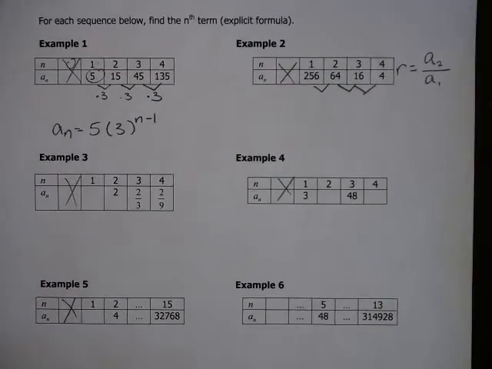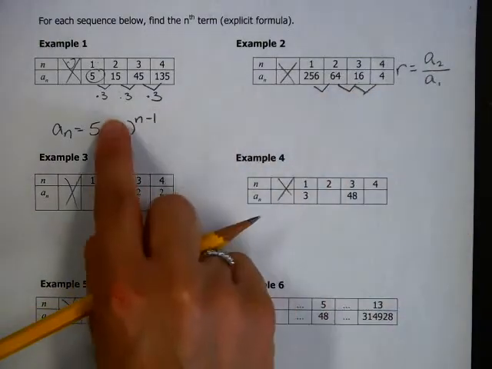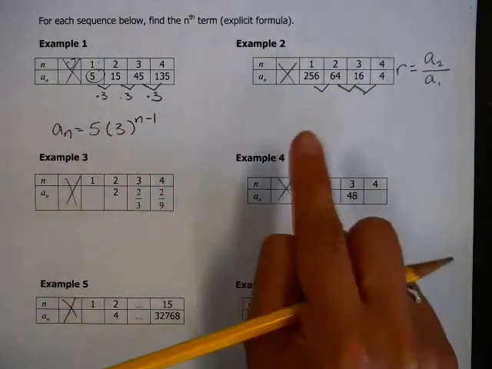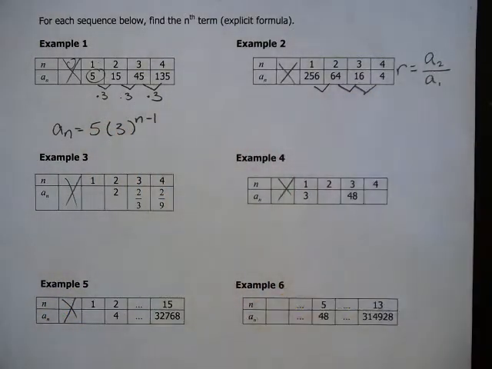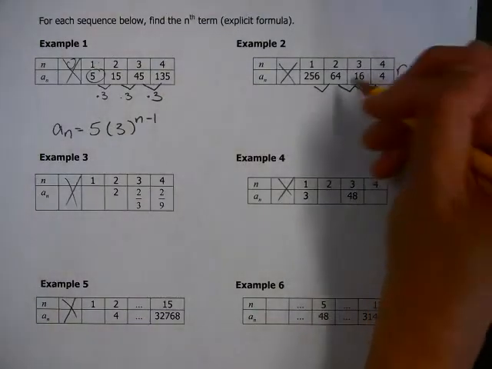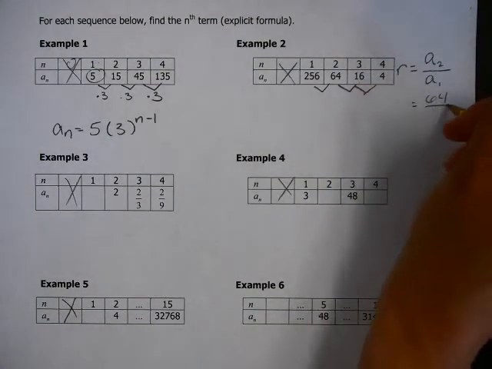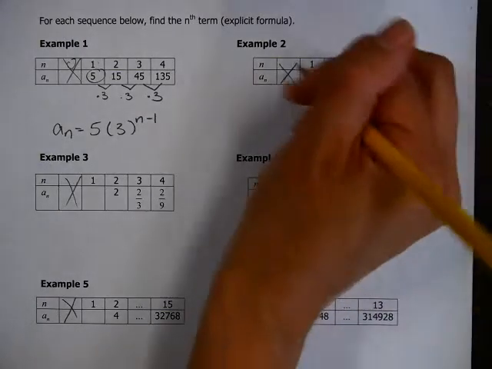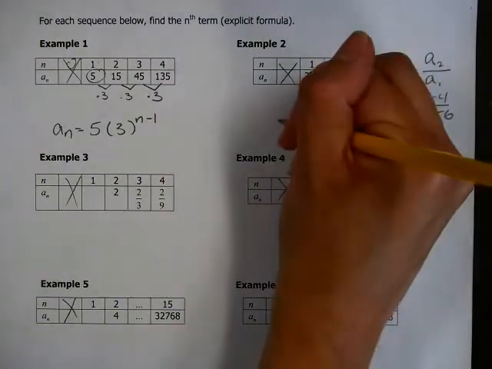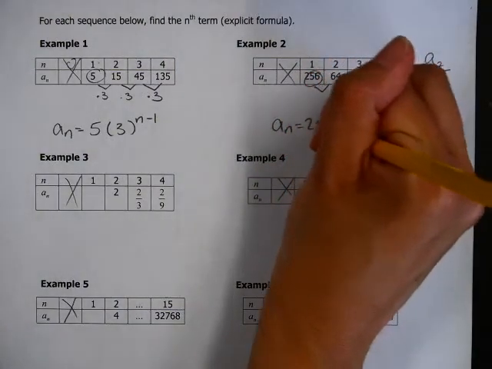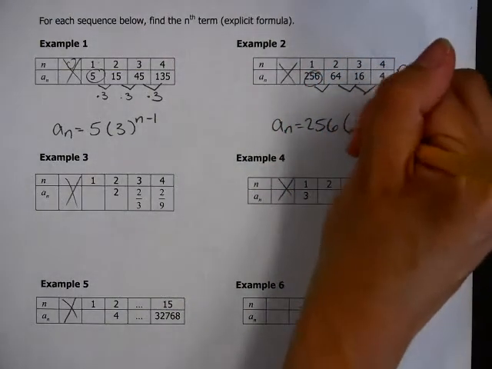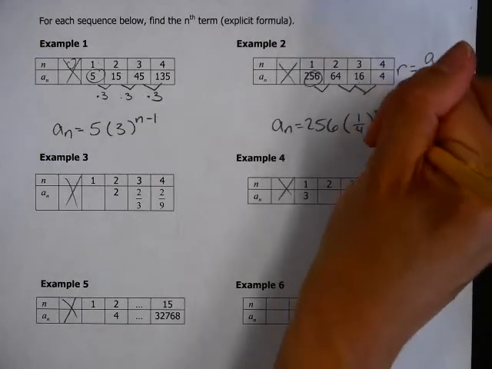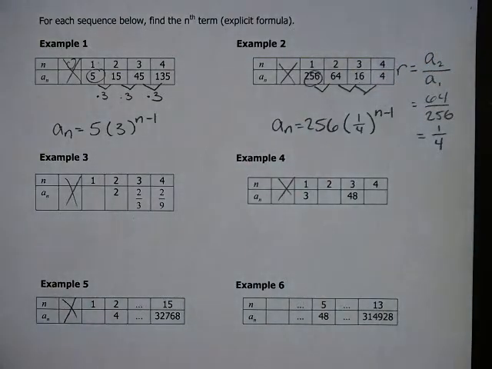So again, a lot of times you might not need this. You could just look at the numbers and find it yourself. But if the numbers are more complicated, this will always work. So in this case, 64 over 256, which reduces to 1 over 4. Our first term is 256. So the formula for the sequence is 256 times 1/4 to the n minus 1.